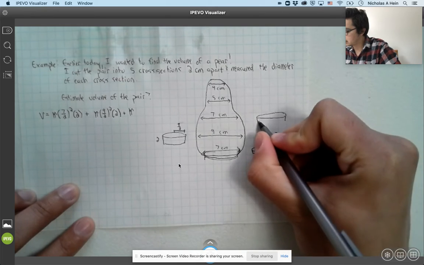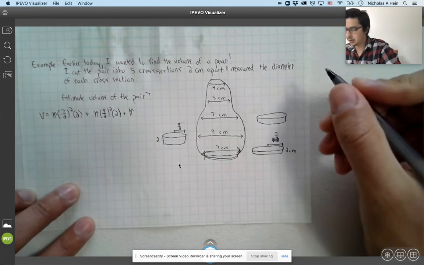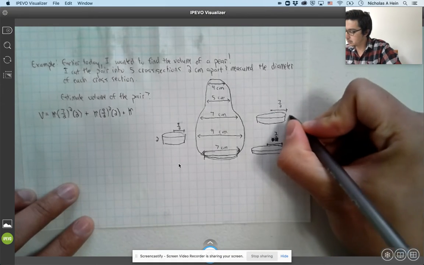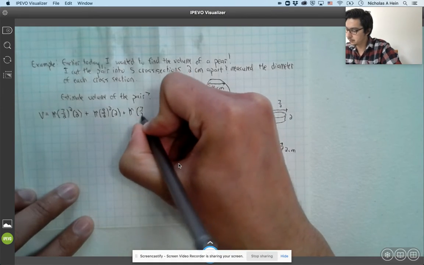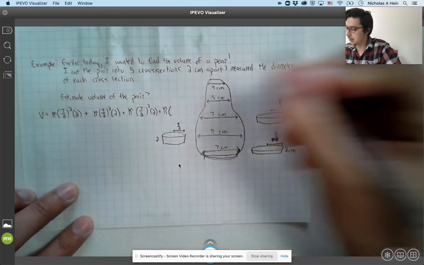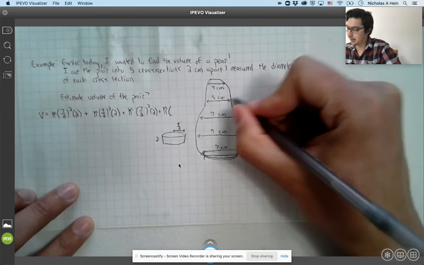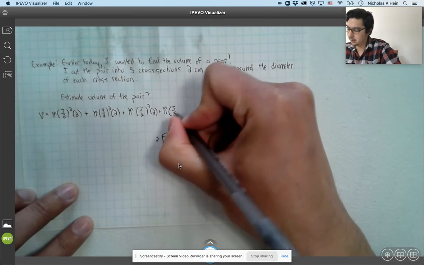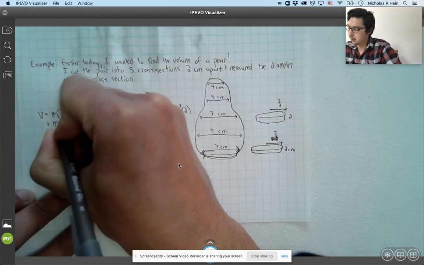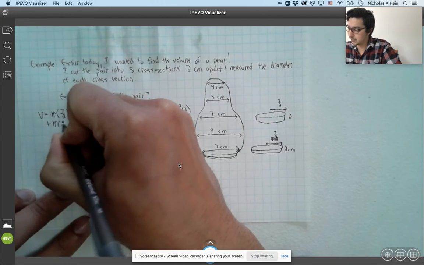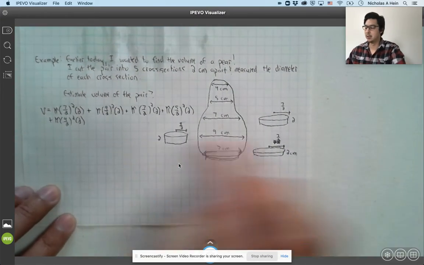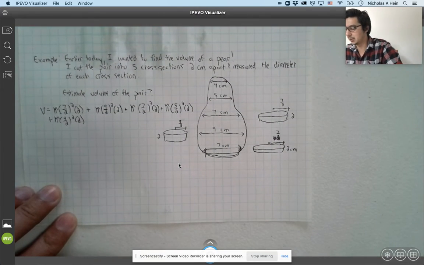Again, we're creating cylinder-like shapes here. The radius of this one would have been also 7 over 2 with a height of 2. And then we have 2 more, pi times, and I'm not going to draw pictures anymore. I think you can visualize that. And then the last cross section, there would be pi times 4 over 2 squared times 2. And there's the volume with my 5 cross sections as cylinders.